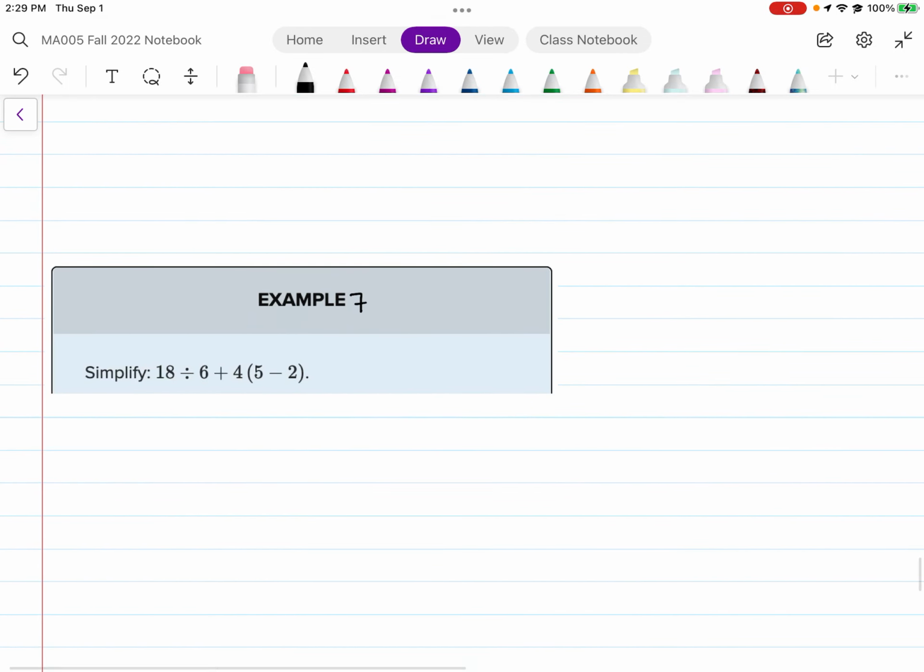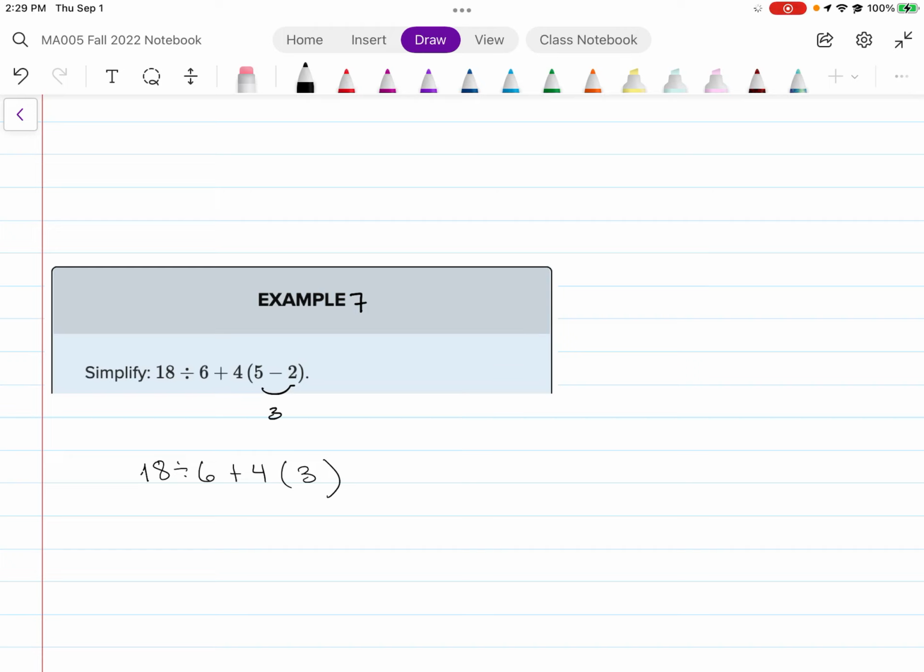All right, here's another one. So remember PEMDAS, we're going to do things in parentheses first. So we're going to do this 5 minus 2 is 3 right there. Okay, so we've got 3. All right, now we've got 18 divided by 6 plus 4 times 3. 5 minus 2 is 3.